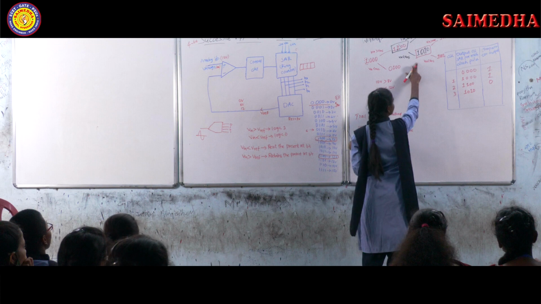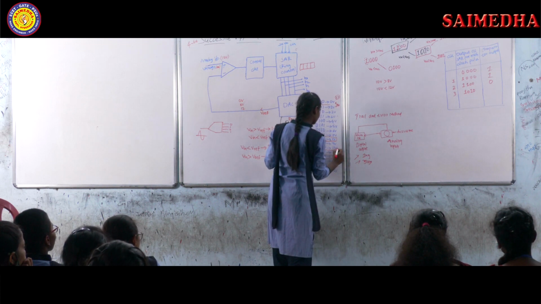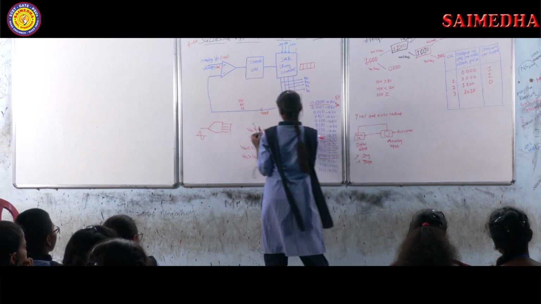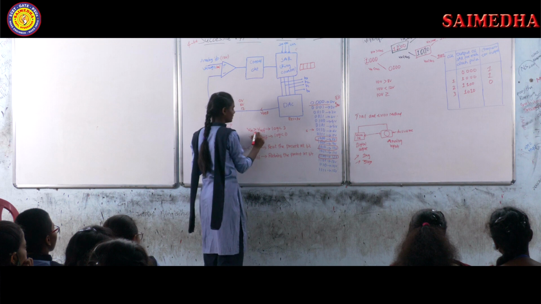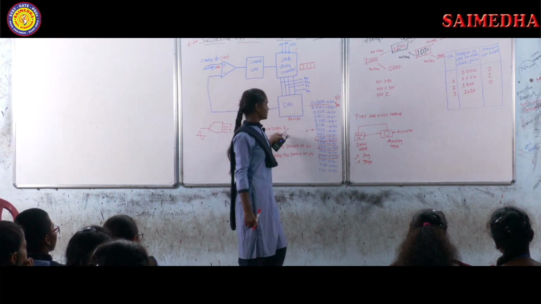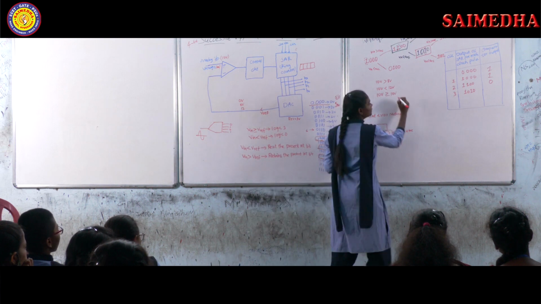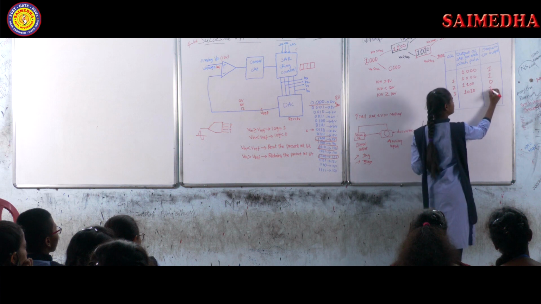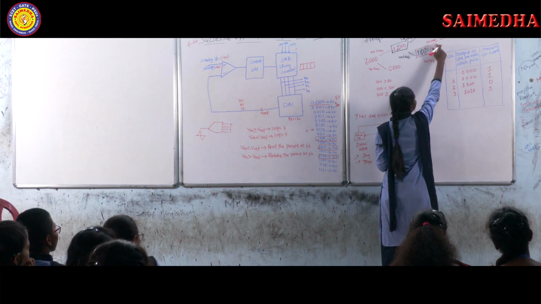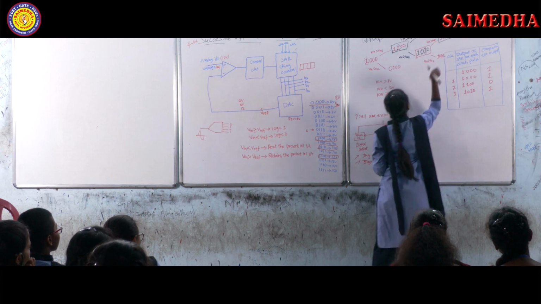So the corresponding voltage of 1010 is 10 volts. So 10 volts is greater than or equals to. Whenever Vin is greater than or equals to V reference, the comparator output is logic 1. So here we get logic 1, and the satisfied condition is Vin is greater than V reference. So this is the satisfied condition 1010.